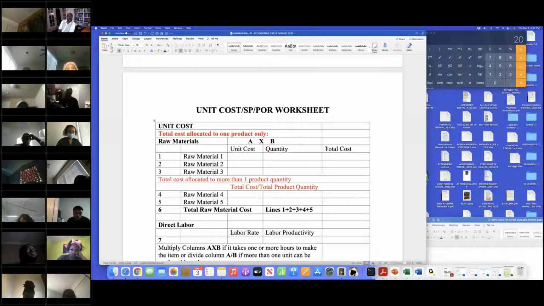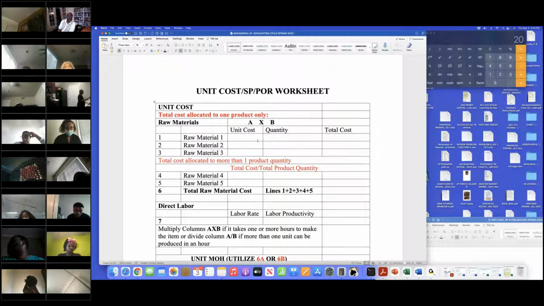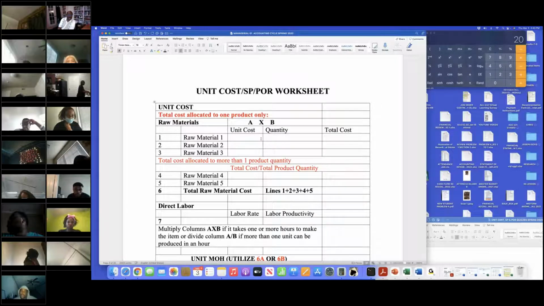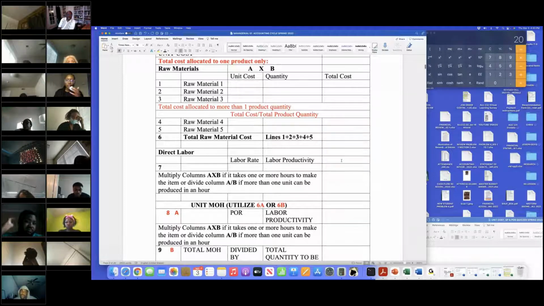If we had a situation where the cost is allocated to more than one finished good, such as when we buy a large ink cartridge and can print more than one book, then we divide the total cost by the total product quantity. But we're mainly working with this top area now, where the several raw materials and quantities are included in the cost. Then the direct labor. How much is the labor in one book?